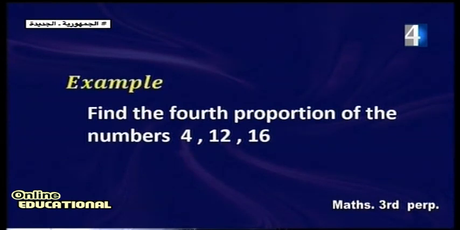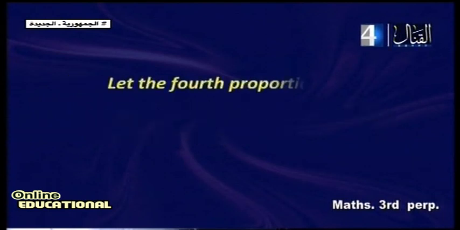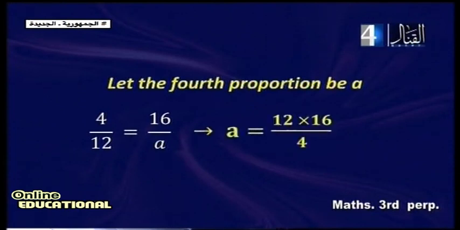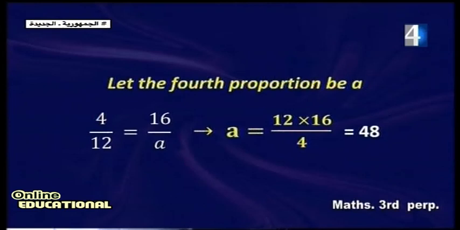At the very beginning, we are going to say, let the fourth proportion be A. Then proportion means equality of two ratios. So we can say that 4 over 12 equals 16 over A. By cross multiplication to find the value of A, A equals 12 times 16 over 4, to obtain a result of 48. In this case, we can say that the fourth proportion is 48.